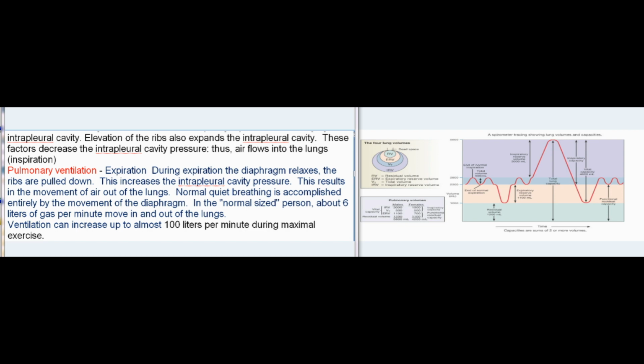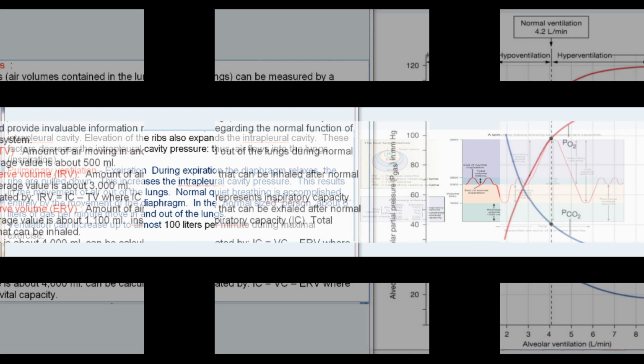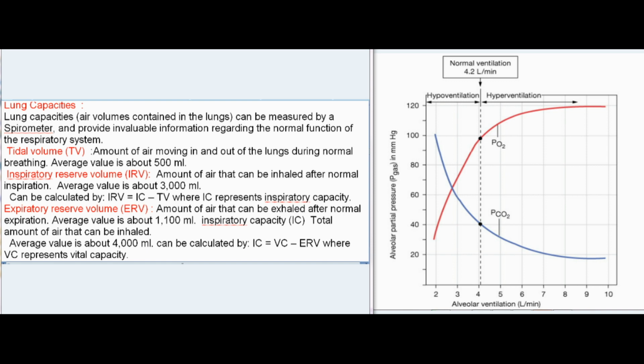In the normal-sized person, about 6 liters of gas per minute move in and out of the lungs. Ventilation can increase up to almost 100 liters per minute during maximal exercise. Lung capacities, the air volumes contained in the lungs, can be measured by a spirometer, and provide invaluable information regarding the normal function of the respiratory system.